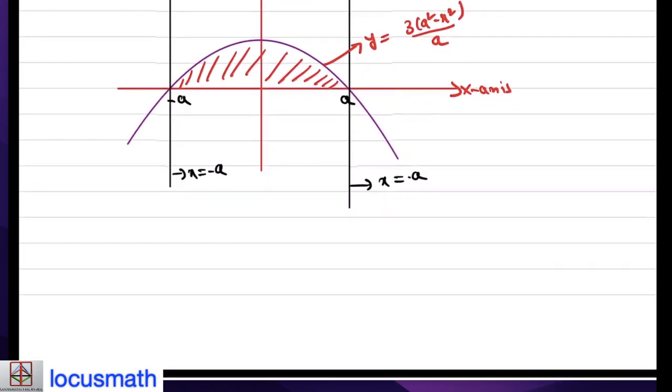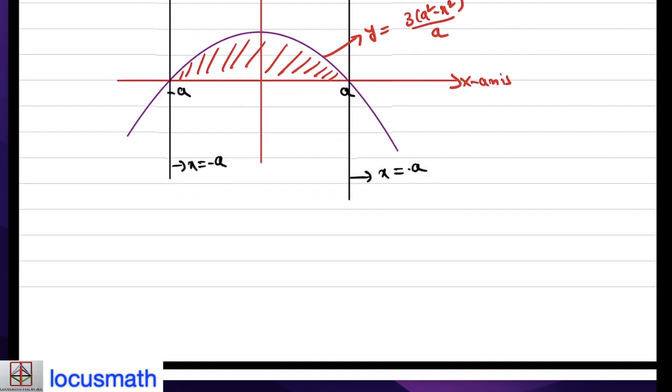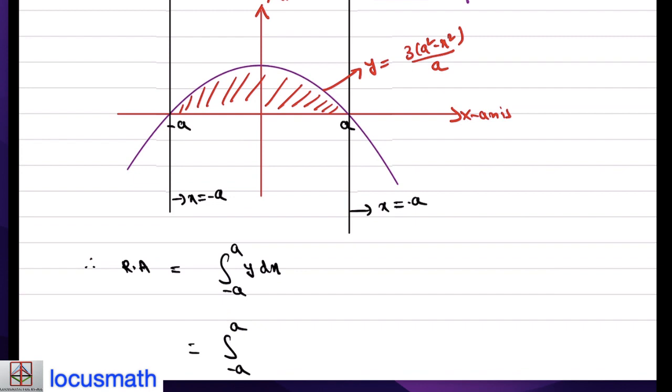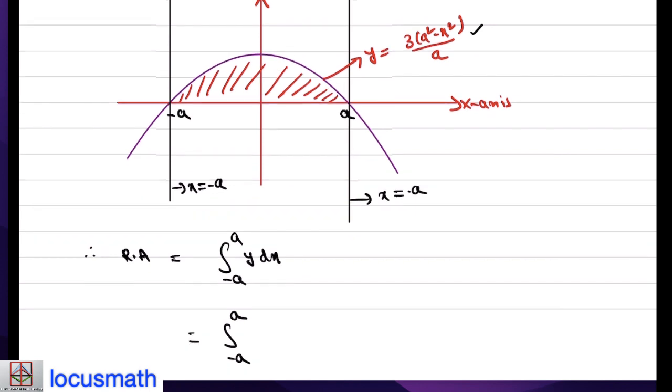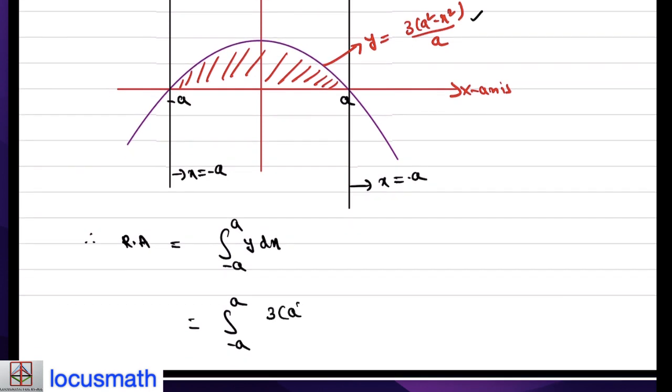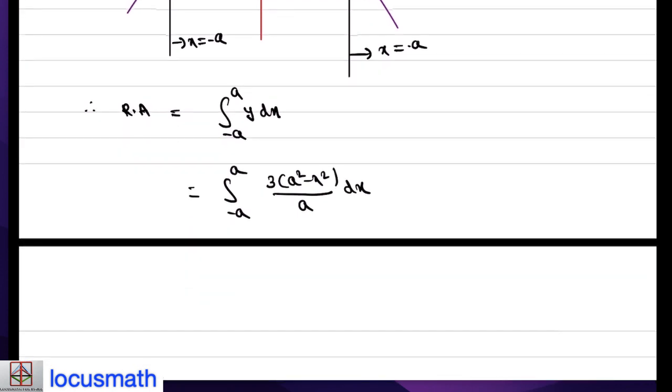Now the required area is equal to the integration from minus a to a of y dx. So this equals the integration from minus a to a, where y equals 3 times a squared minus x squared over a, dx.